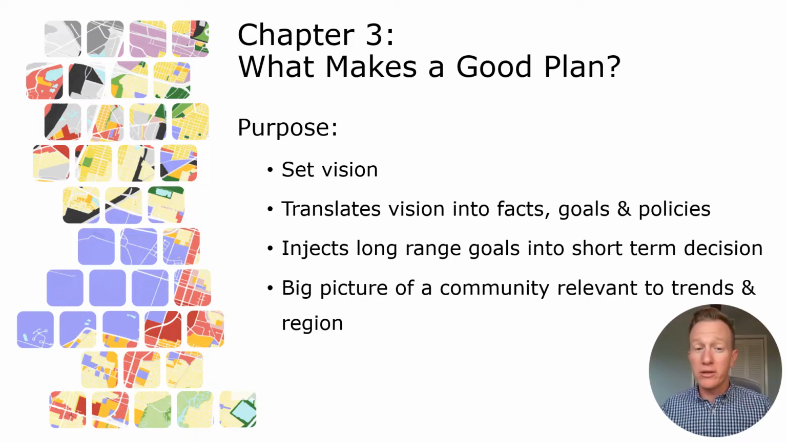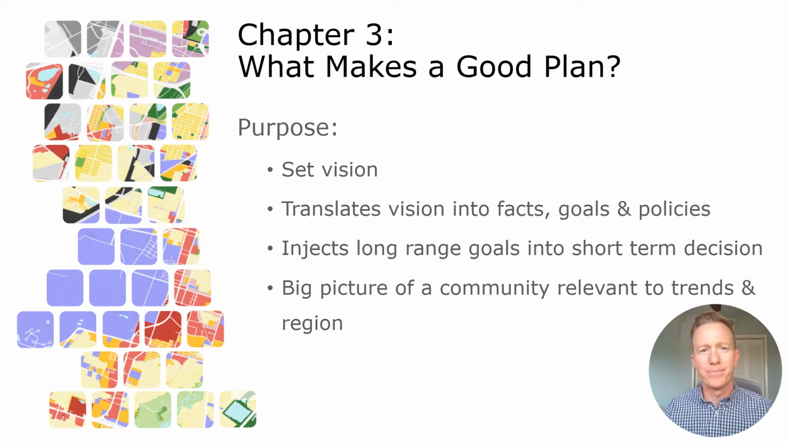It's also important that a plan is relevant to what's happening in terms of trends in a community, and it needs to be relevant to what's happening in the region. Is the region growing by use of light rail transit? If so, how is your community going to connect with that? Is the region going through a region-wide open space planning program? And if so, how does your community connect to that open space? Things like that.